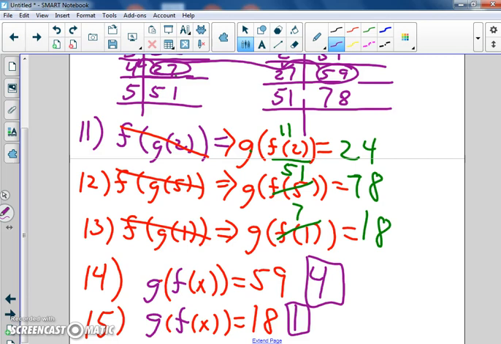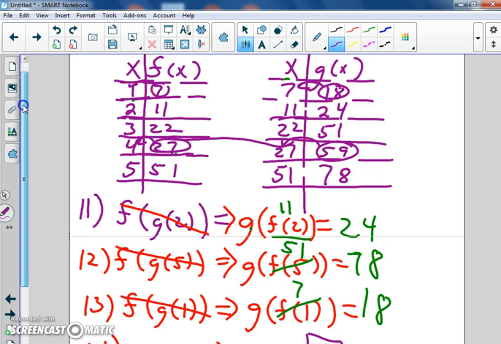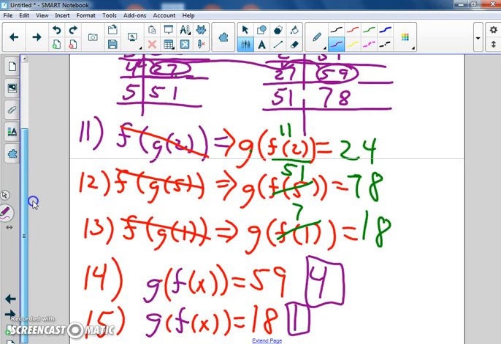Okay, so now we got the right answers. Once again, g of f of x, go to 59, right? Then go to 27. Then go to 27, takes you to 4, so the answer would be 4. G of f of x, right? Go to 18, right? 18 takes you to 7, then go to 7, and it takes you to 1, so the answer would be 1, okay? So I just got the question backward. Change that also on your answer, on your questions, okay?